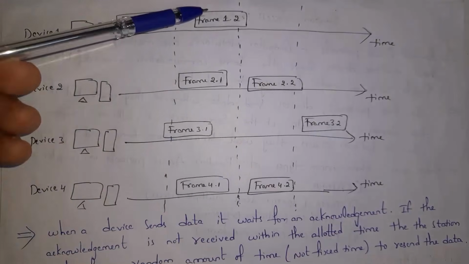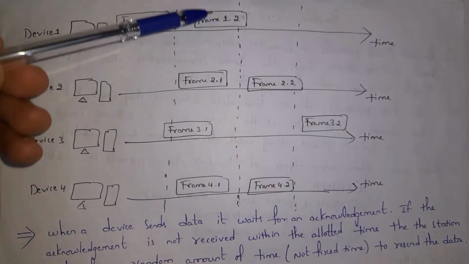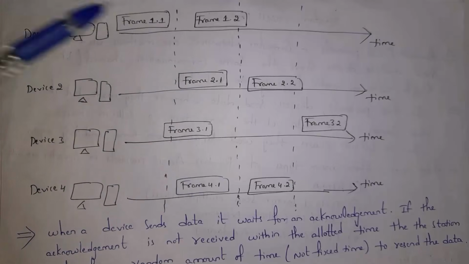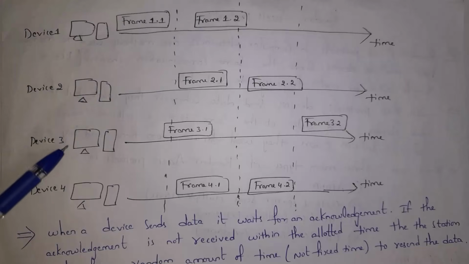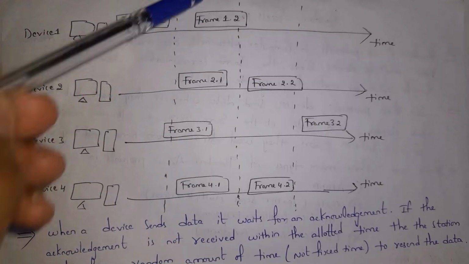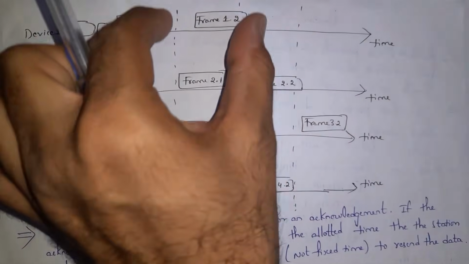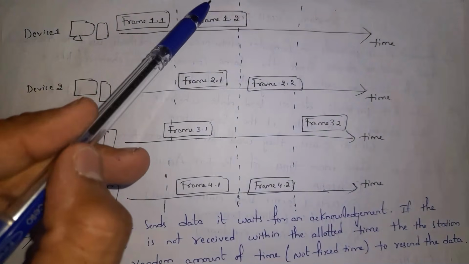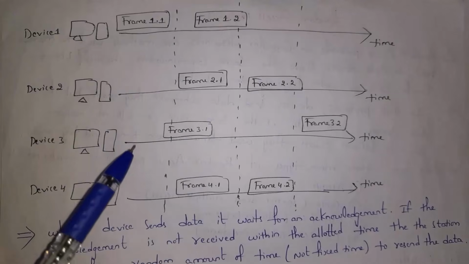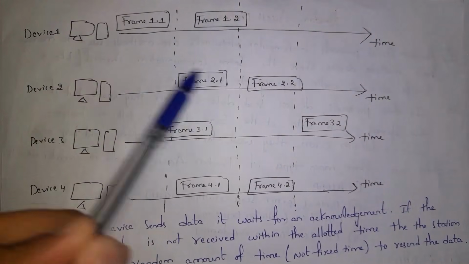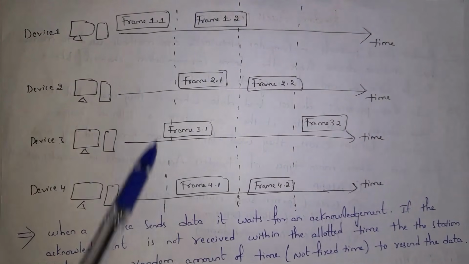And similarly, this is the second time period. If you observe this time period, device 1 is sending one frame, device 2 is sending one frame, and device 3 and device 4 are all sending various frames. In this particular time slot, as all devices are sending data at the same time, collision will occur and all these frames will be lost. So the receiver will not receive any of these frames.